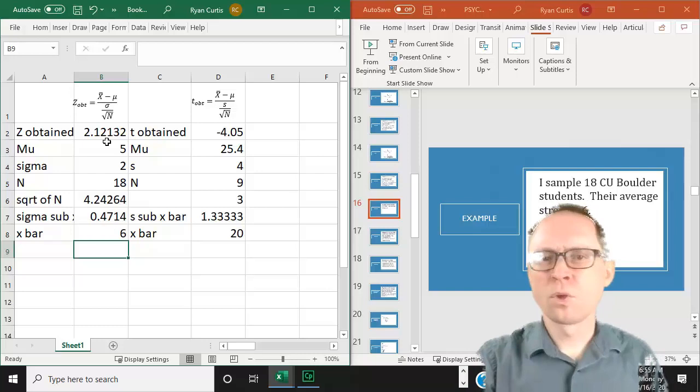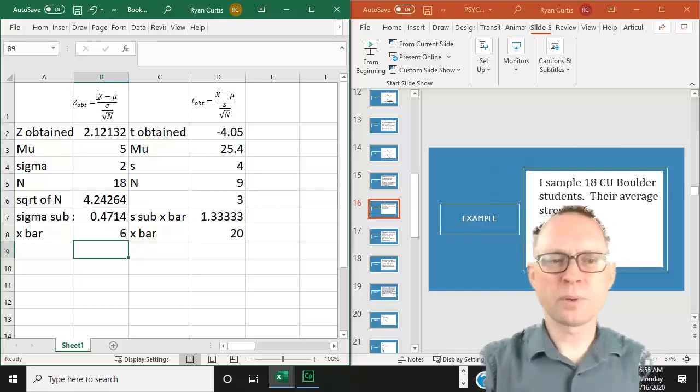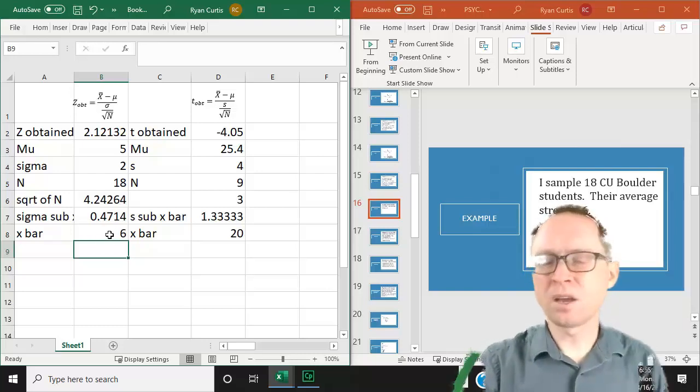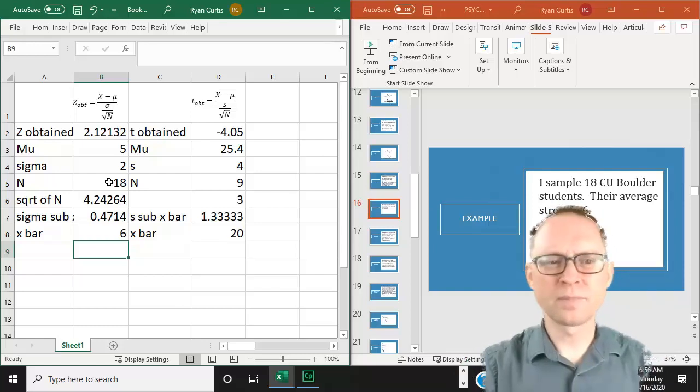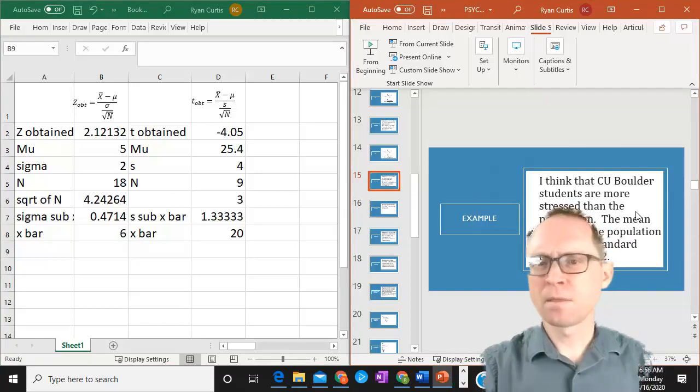So when we look at this formula right here, X bar is the mean of the sample. Their average stress is 6. I have 18 people, so that's n, 18 CU Boulder students. This is the square root of n, automatically calculated for me because I told it to do it before. Mu is the mean for the population, that's 5. And sigma is the standard deviation, that's 2.